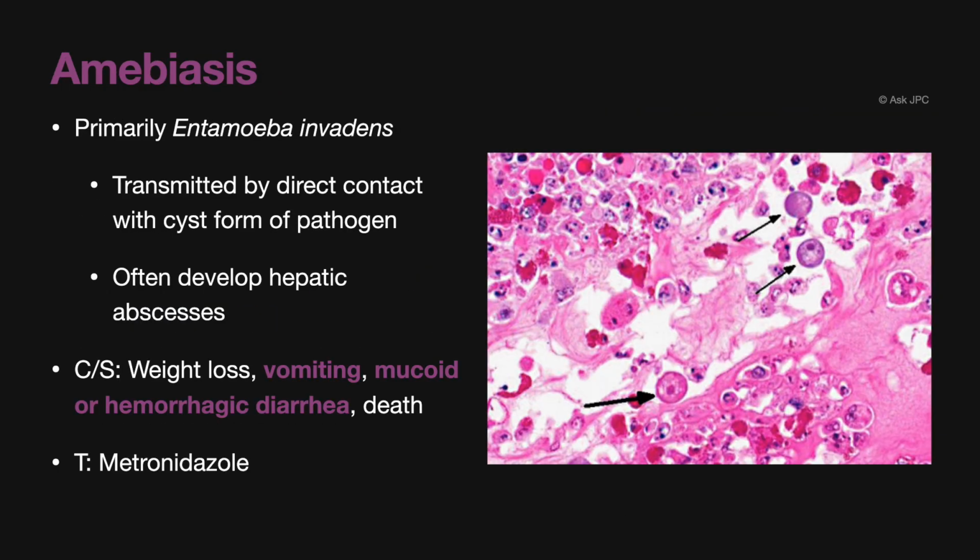The main amoeba that affects snakes is Entamoeba invadens. It is transmitted by direct contact with the cyst form of the pathogen. In snakes, it often causes hepatic abscesses to develop. Clinical signs include weight loss, vomiting, mucoid or hemorrhagic diarrhea, and death. The treatment of choice is metronidazole.